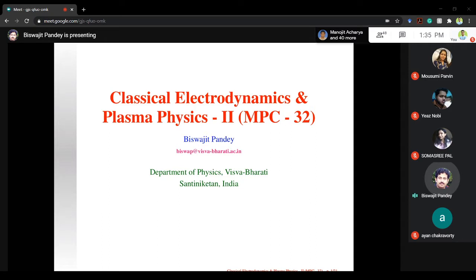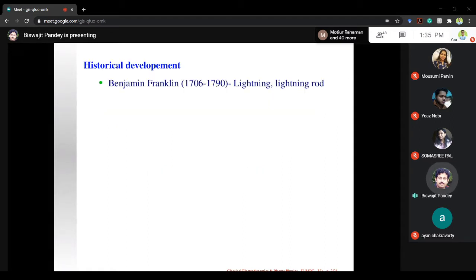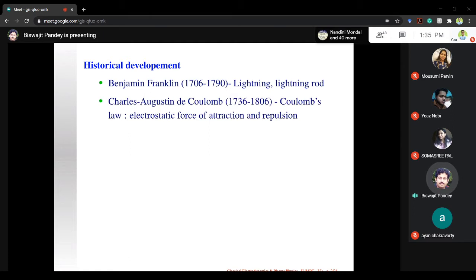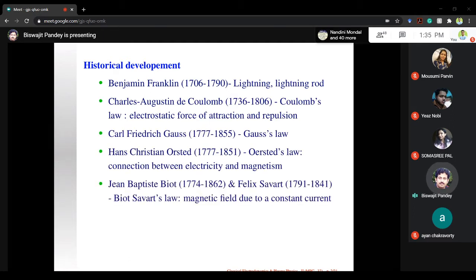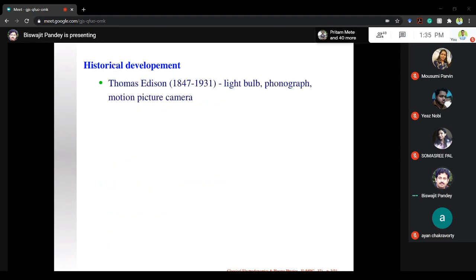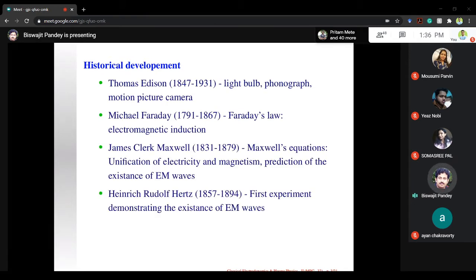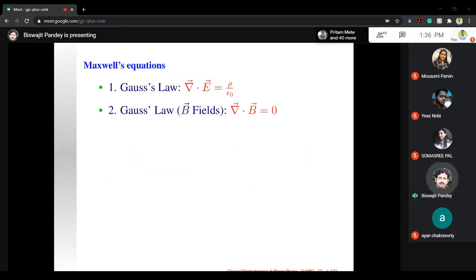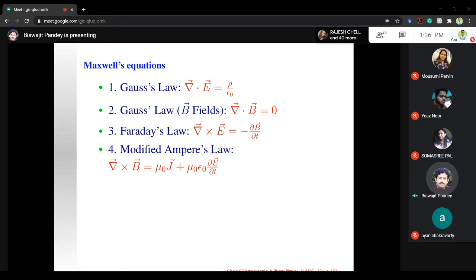Yesterday I gave you a very brief introduction to the Maxwell equations and the related things. I'm just quickly going through the slides. So these are the historical developments that I touched upon, and then I talked about Maxwell's equations. These four equations.